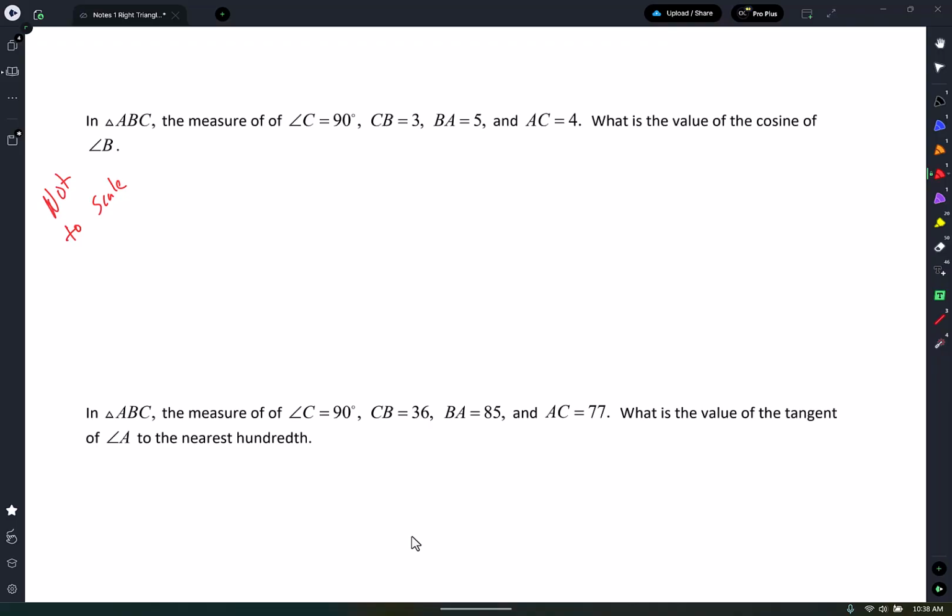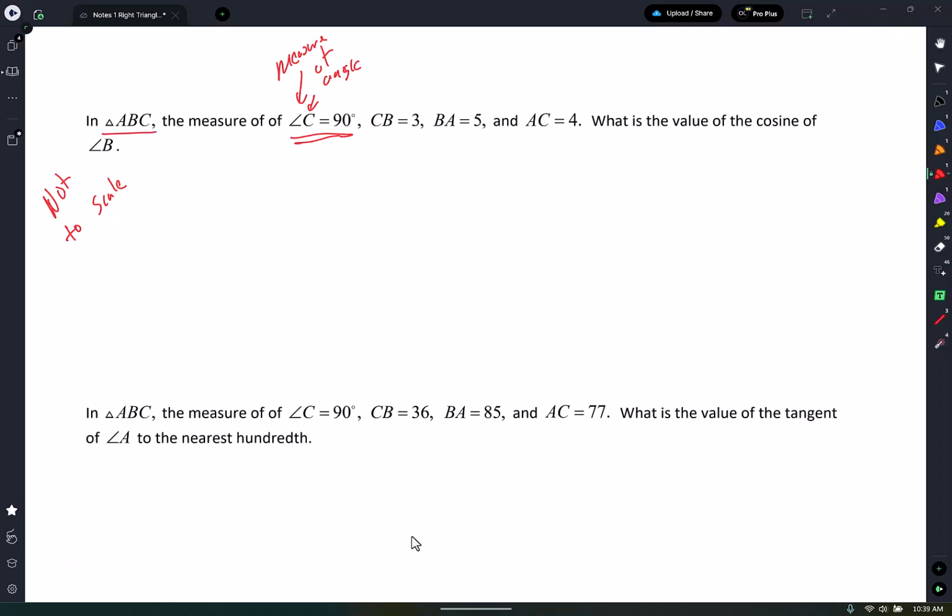In triangle ABC, the measure of angle C is 90 degrees. That's measure of angle C. Measure of angle, and then just say whatever letter you have there. Measure of angle C is 90. Segment CB is 3. Segment BA is 5. And segment AC is 4. Sometimes they put a little line on top to indicate it's a line segment, but they didn't this time. That's fine. What is the value of cosine of angle B?